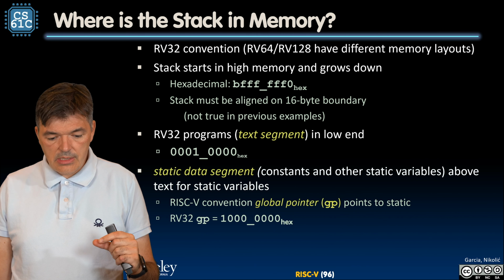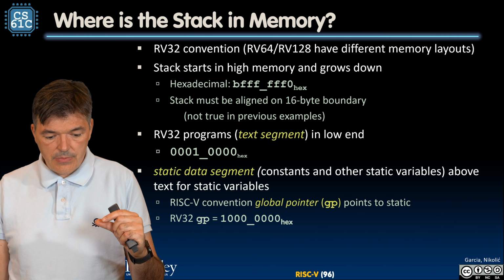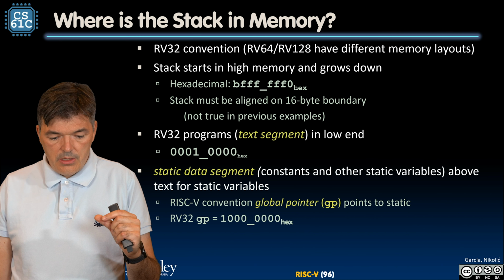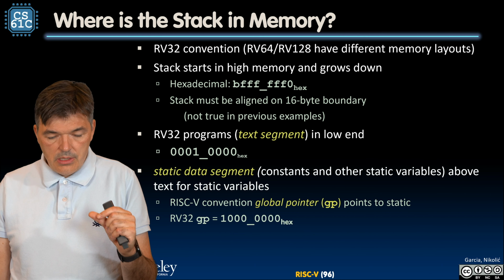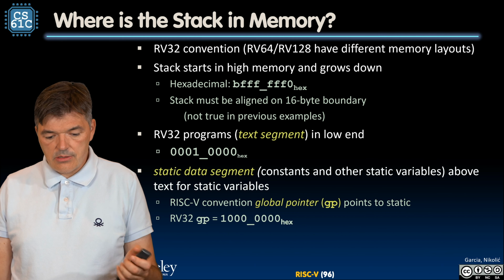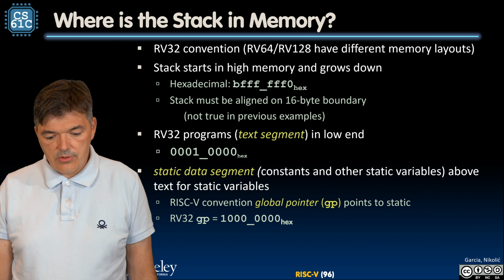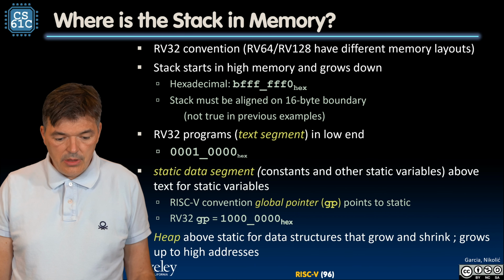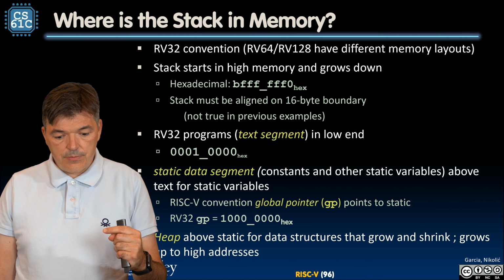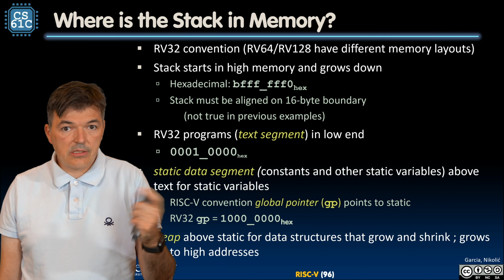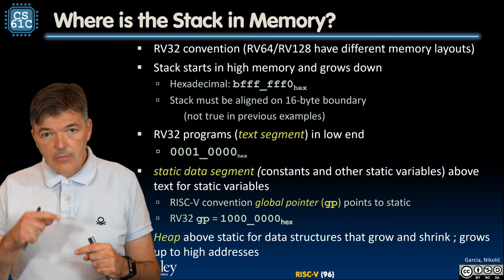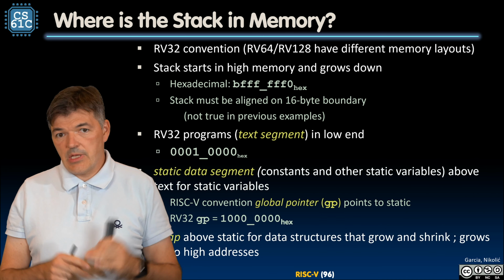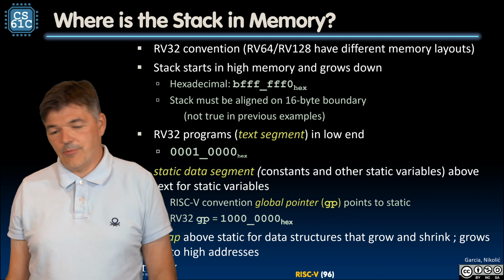And then the static data segment is right above the text, what we call above the program, and this global pointer points to the static data, which is 10000000 hex. And then finally there is the heap that is above static, and that's where we place our data structures that we malloc. So the heap will go up towards the stack, and the stack will go downwards. If they meet, we are out of memory for now.